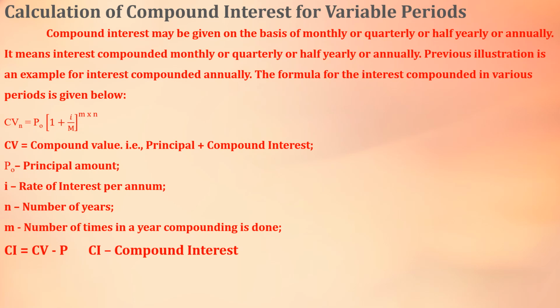CVN equals PO into (1 plus I by M) raised to M into N. CV equals compound value, i.e., principal plus compound interest. PO is the principal amount, I is the rate of interest per annum, N is the number of years, M is the number of times in a year compounding is done. C equals CV minus P, compound interest.